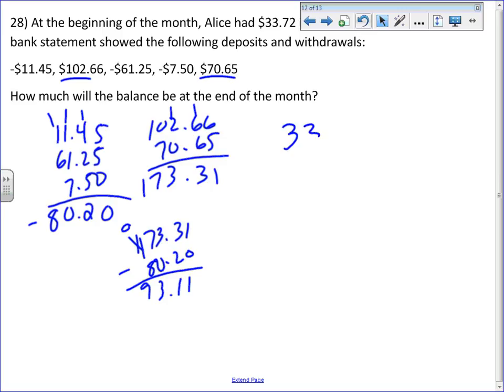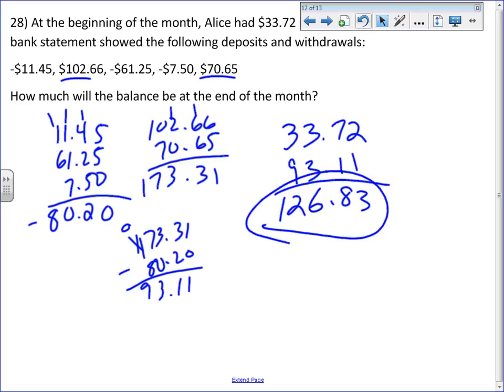But you have to add it to her original balance. So you end up with $126.83. So like I said, if you would have done it step by step, that's fine too.